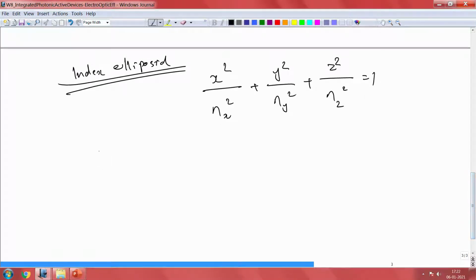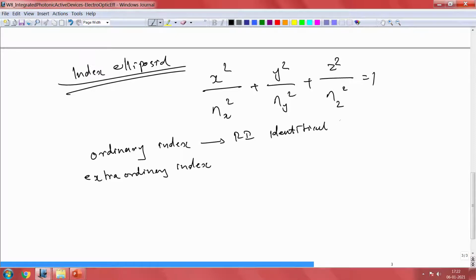So we have the ordinary index, and then you have the extraordinary index. So what is the ordinary index? The ordinary index is where, in a uniaxial crystal, you have two axes with identical refractive index, the refractive index identical along two axes here, and the third axis is called the extraordinary axis.